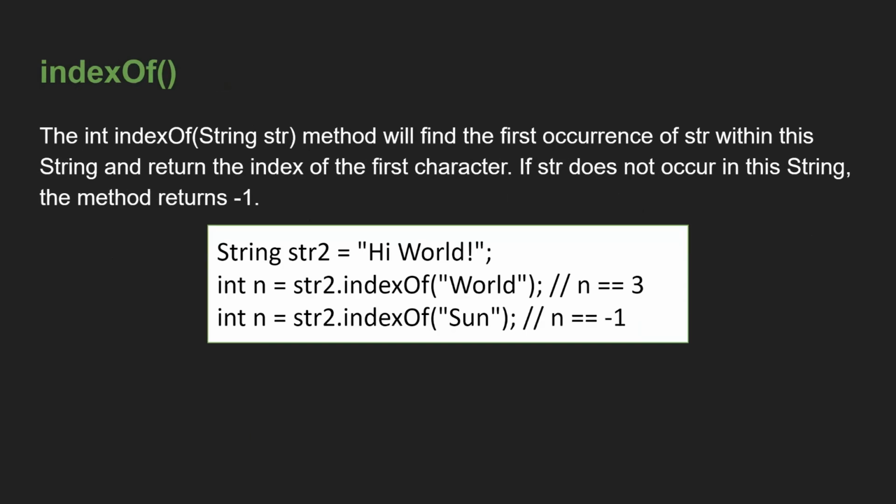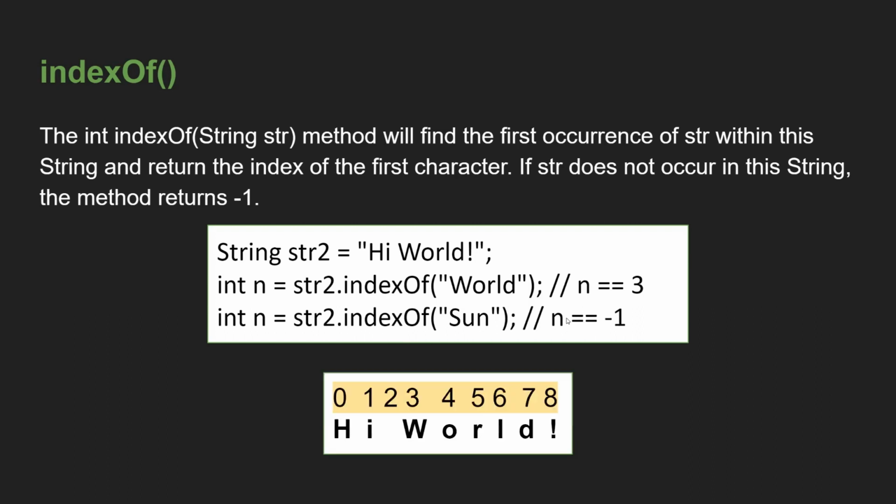So the indexOf method finds the first occurrence of the string within the string, and it'll return the index of the first character. If the string doesn't occur in the string, the method will return -1. So in this example, hi world, if we're to find the index of world, it would start at 0, 1, 2, 3. So the output would be 3. Keep in mind that the blank space still counts as a space. But if we were to find the index of a random word that wasn't in the string, it would return n is equal to -1 because it's not in the string.